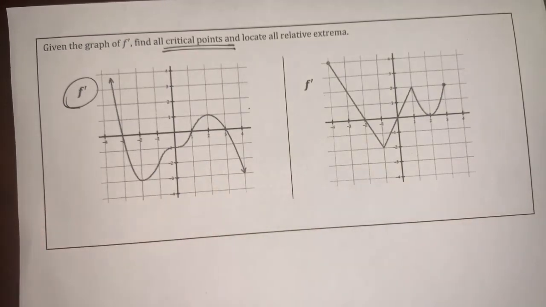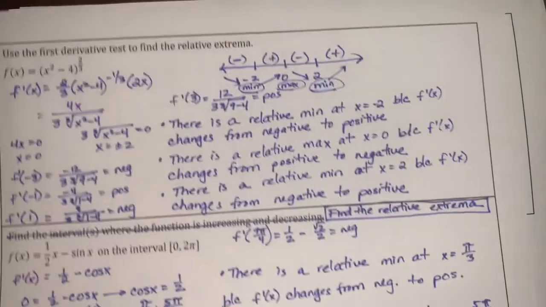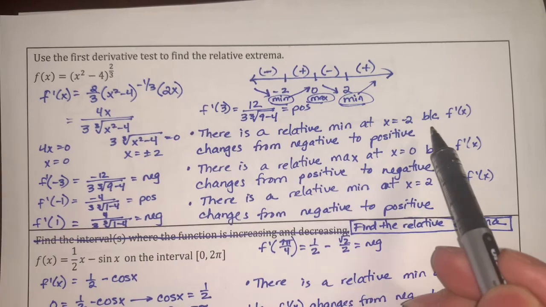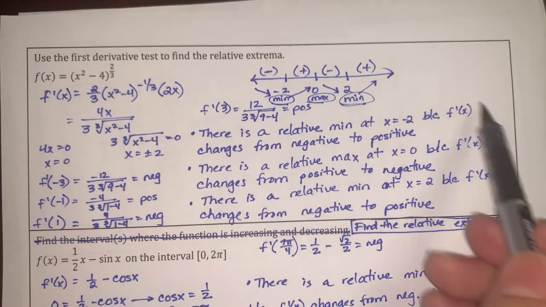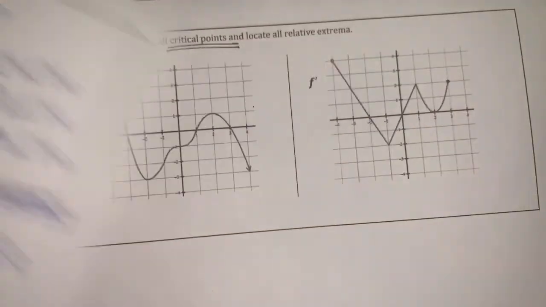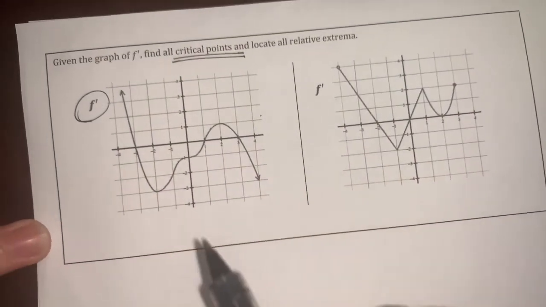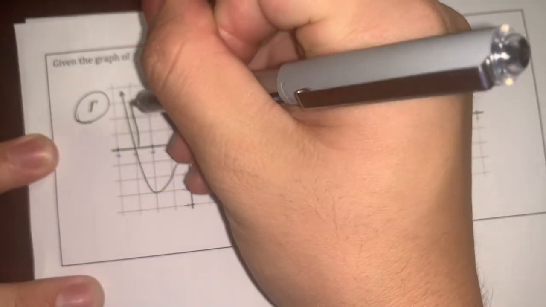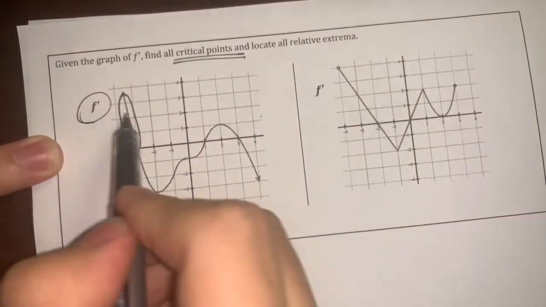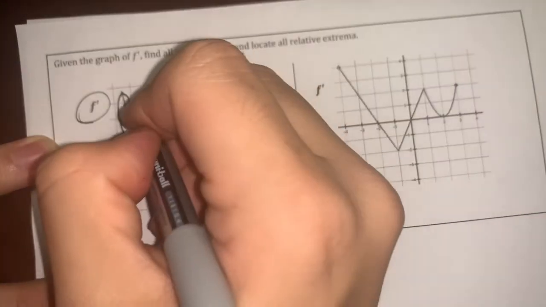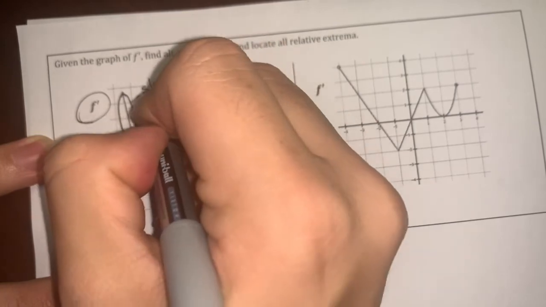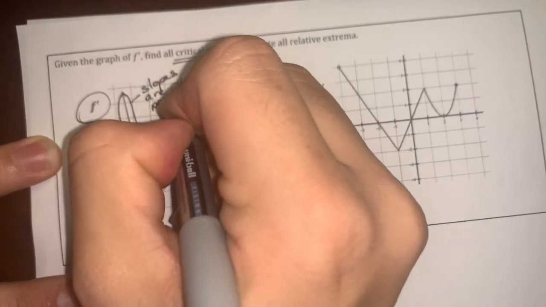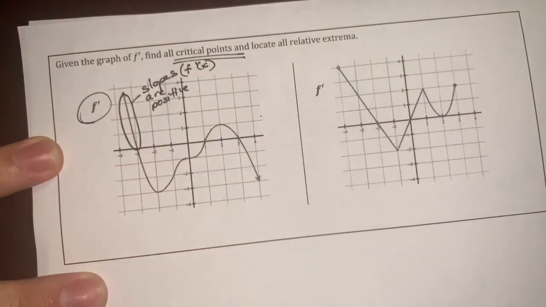So remember how before, like we would say there would be a relative minimum at x equals -2 because the derivative changes from negative to positive. We're going to be doing kind of the same thing here. You'll notice that over here, f prime is above the x-axis. So this is telling you that the slopes are positive, right? Or f prime of x is positive.